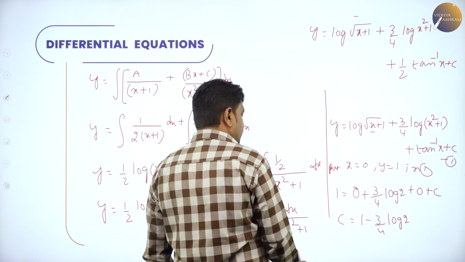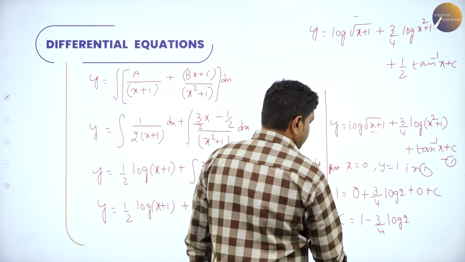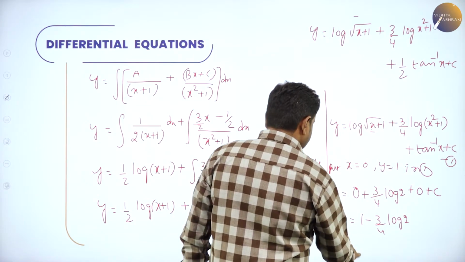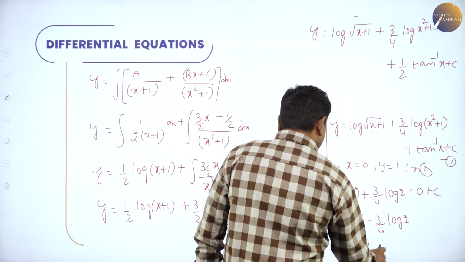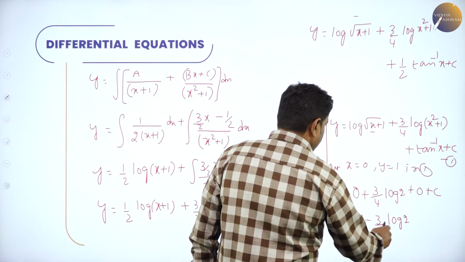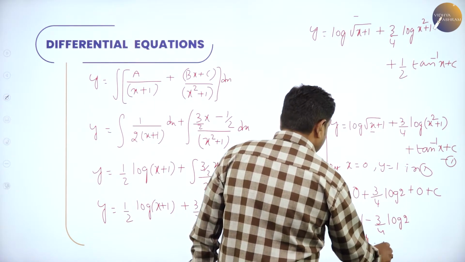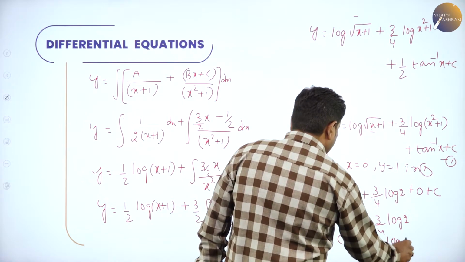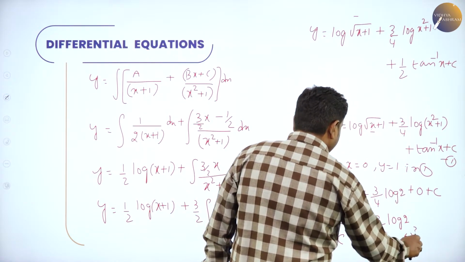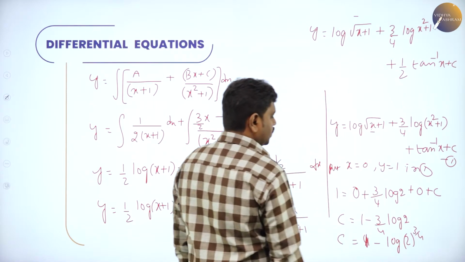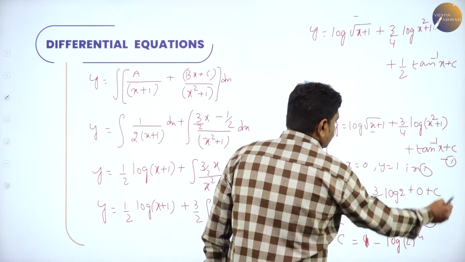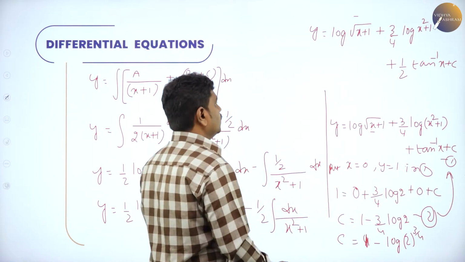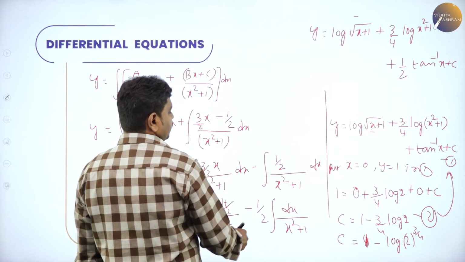So further you can write in terms of log or substitute it. You can take c as 1 minus log 2 power 3 by 4, or you can leave it here. Call it as 2. Substitute 2 in 1. That is the particular solution. So now put the value of c.